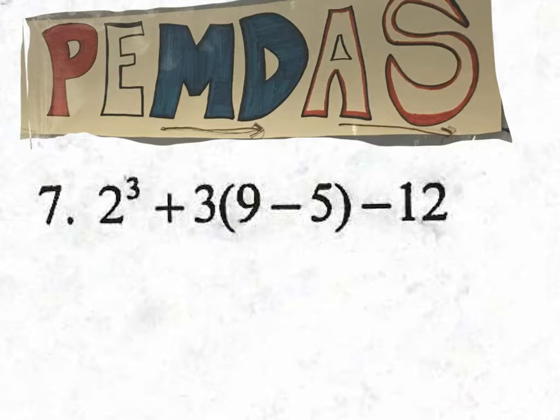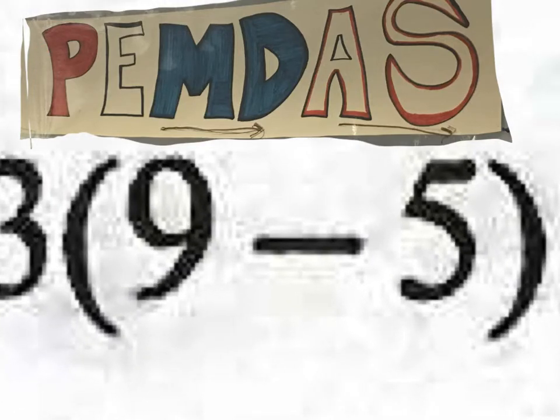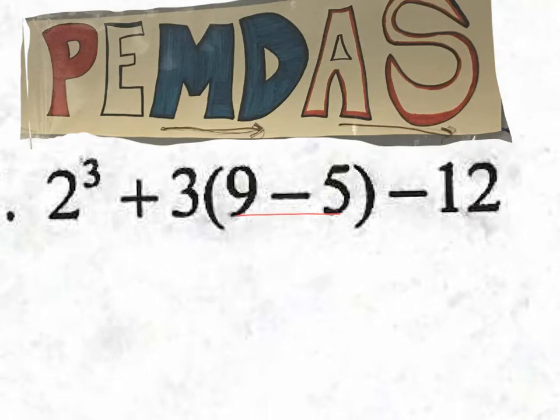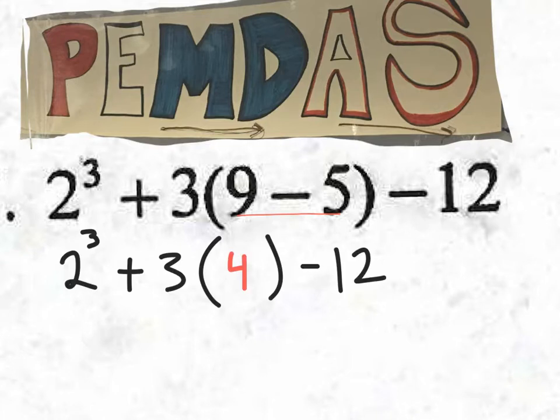Ay, ay, ay. It's getting more fun. Check that one out. Do we have parentheses? Yes. Parentheses mean to zoom in. So 9 take away 5 is 4. So what I'm going to do is I'm going to rewrite everything. 2 to the 3rd plus 3. But instead of this 9 minus 5, I'm going to put a 4 in there. And I'm going to rewrite even the minus 12. Check it out. So there's my whole math expression written over, except I already did what was inside parentheses.